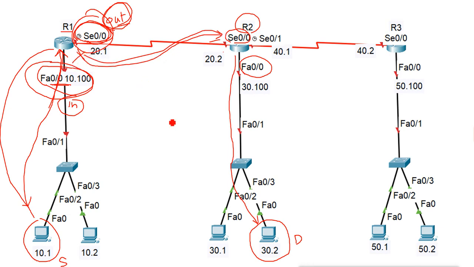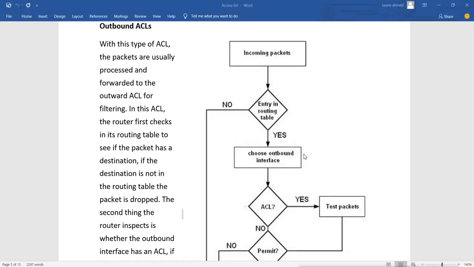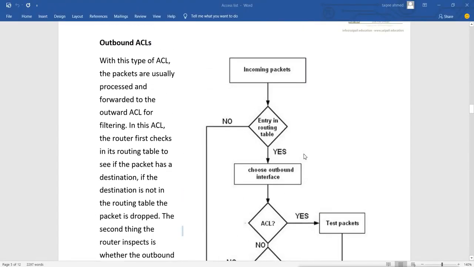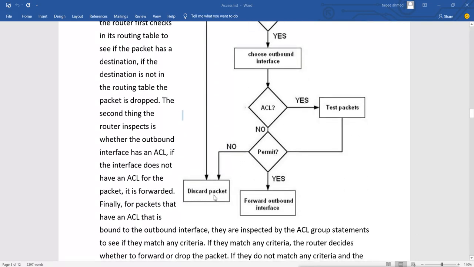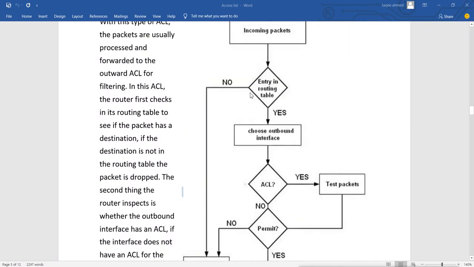It is the same thing when a packet comes in: first it will check the routing table, and if the routing table has an entry, it will go forward. Otherwise, if the entry is not there in the routing table, the packet will be discarded directly. But if the routing table has the entry, then it will choose the outbound interface based on the routing table.